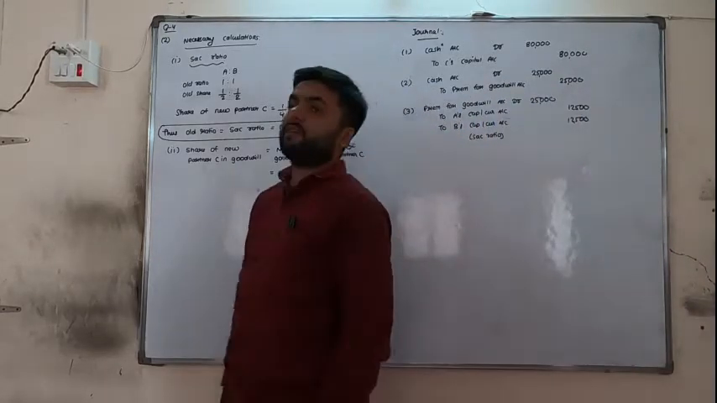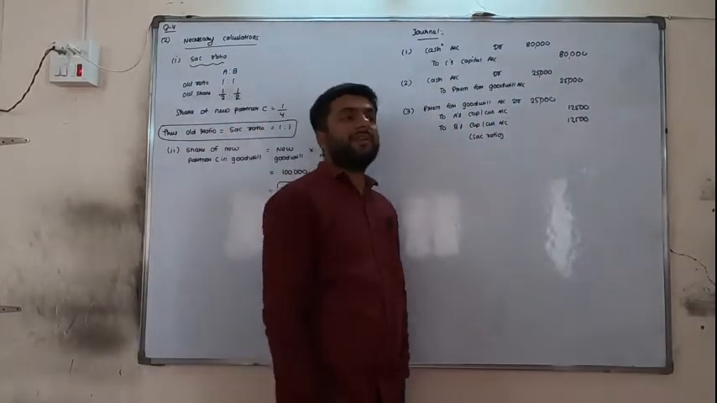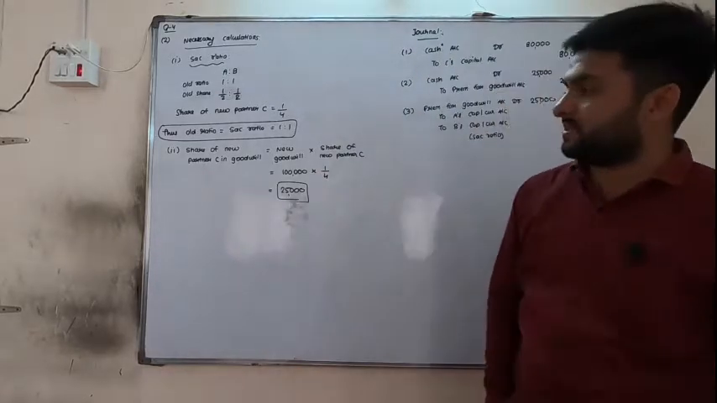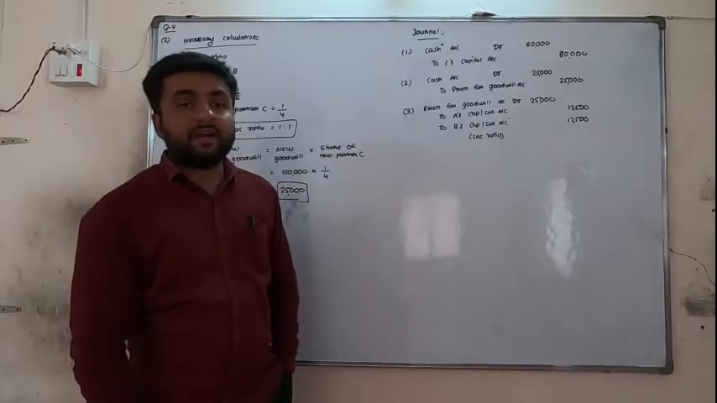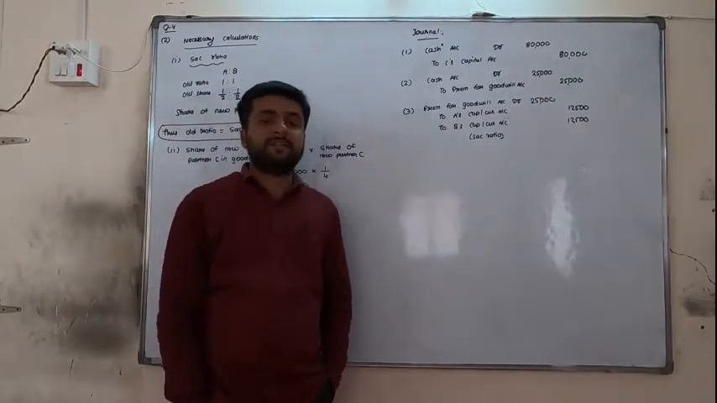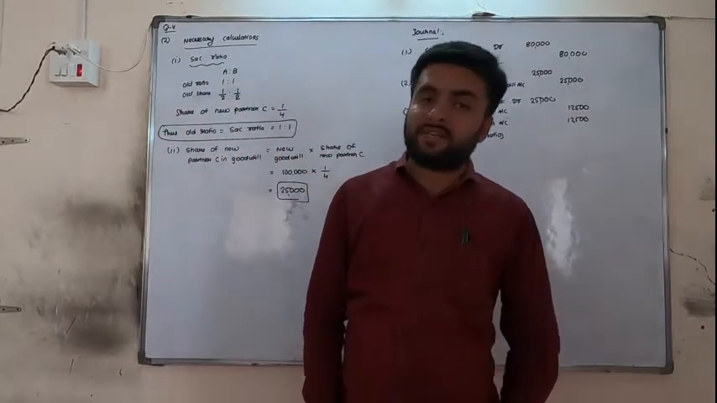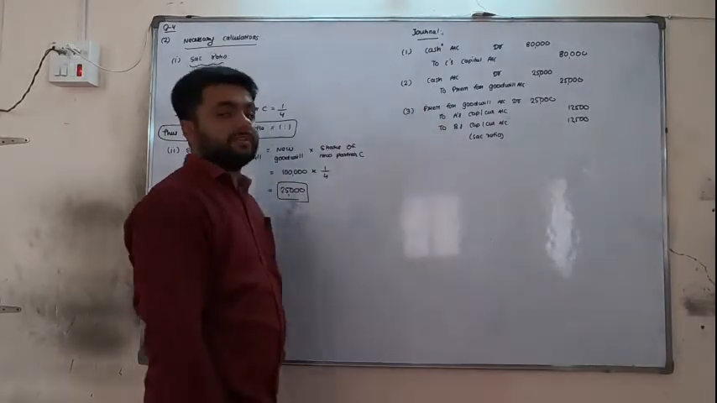The second calculation is the share of new partner C in goodwill. The formula is new goodwill into share of new partner C. We have calculated it as 25,000, and he is bringing it in cash. Now, the next calculation is not required because no old partner is gaining. So that is not required, directly going for the journal entry.